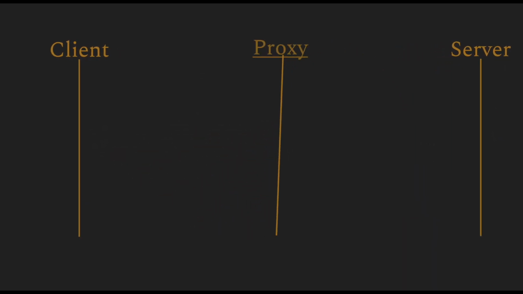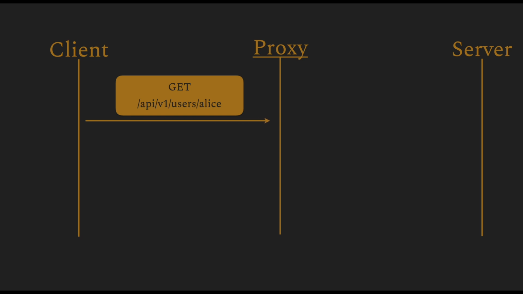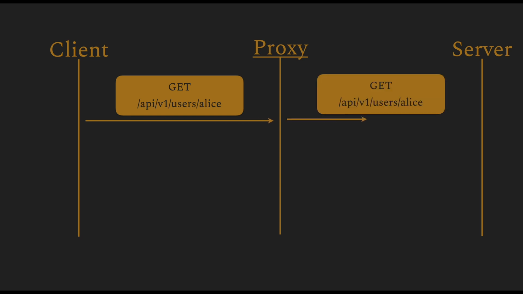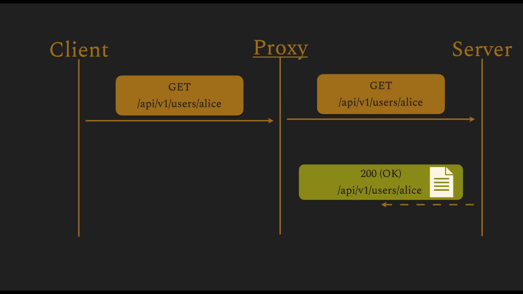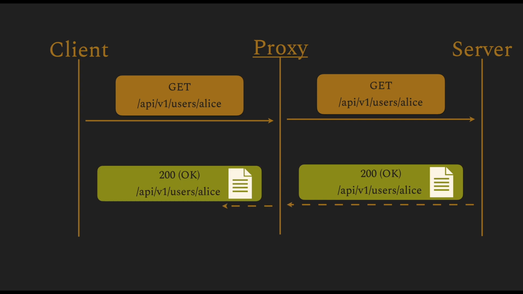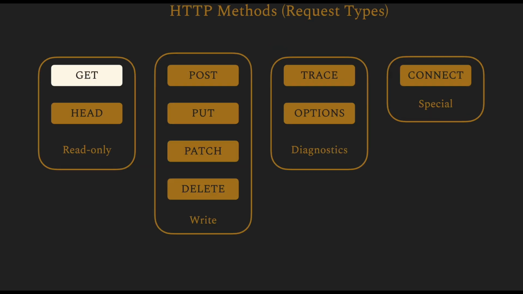Now, if you use a proxy in between, it looks something like this. You make the same request to the proxy, which then relays it to the server. The data is retrieved from the server, which the proxy then relays back to the client. Since the HTTP GET method is read-only and does not modify the data, it's considered cacheable. Also note that HEAD is also cacheable, but in this video we'll only focus on GET.